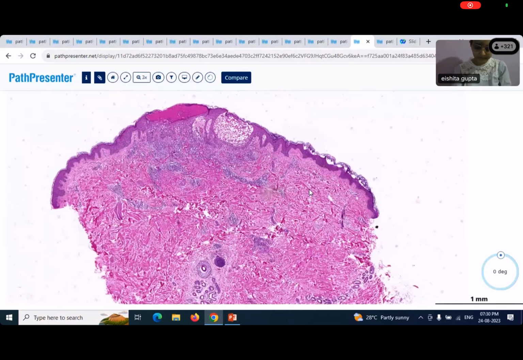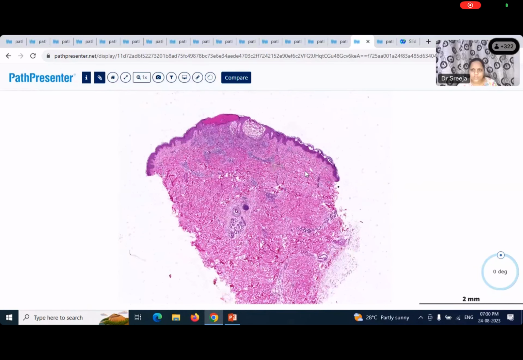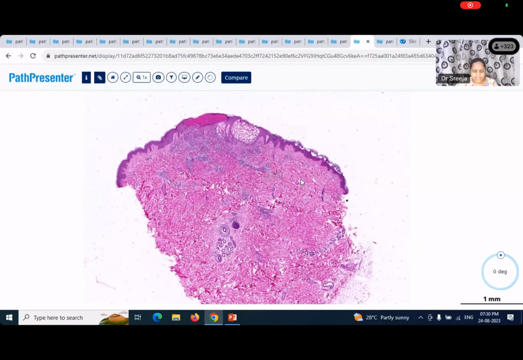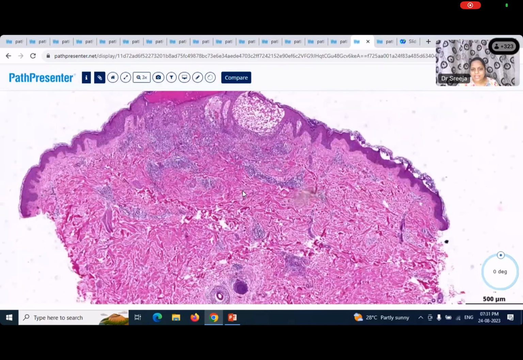Yes, ma'am. H&E stained section shows epidermis and dermis. In the epidermal layer, yes, ma'am. Can we start with the dermal pattern? What's the pattern you're seeing in the dermis, and then go to the epidermis? Yes, there is a perivascular infiltrate, ma'am. Okay, very good. Perivascular infiltrate, and then the epidermis shows acantholysis, ma'am.